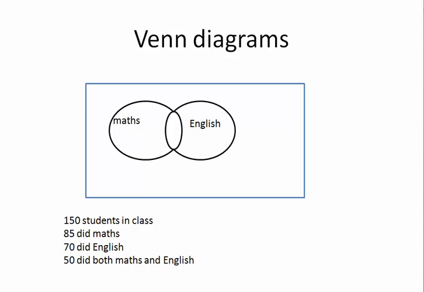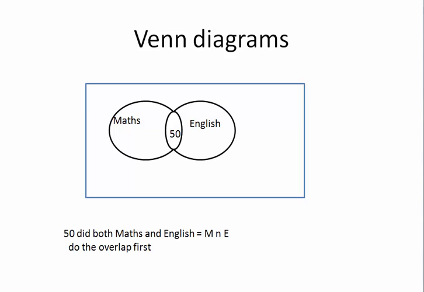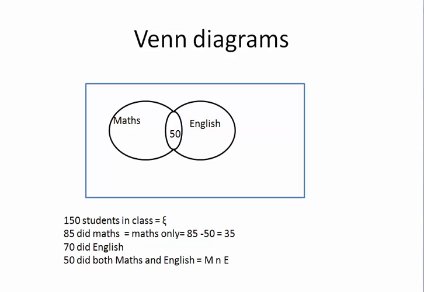So in this written question, we've got 150 students in a class. 85 did maths, 70 did English, 50 did both subjects. So first of all, we start here at the bottom at both, where the overlap is with the maths and the English. So maths intersect English, do the overlap first and write down 50. And then we can carry on.